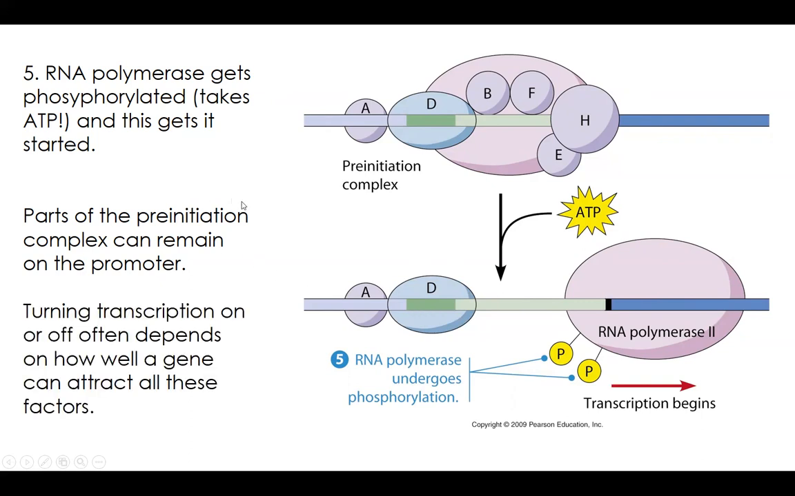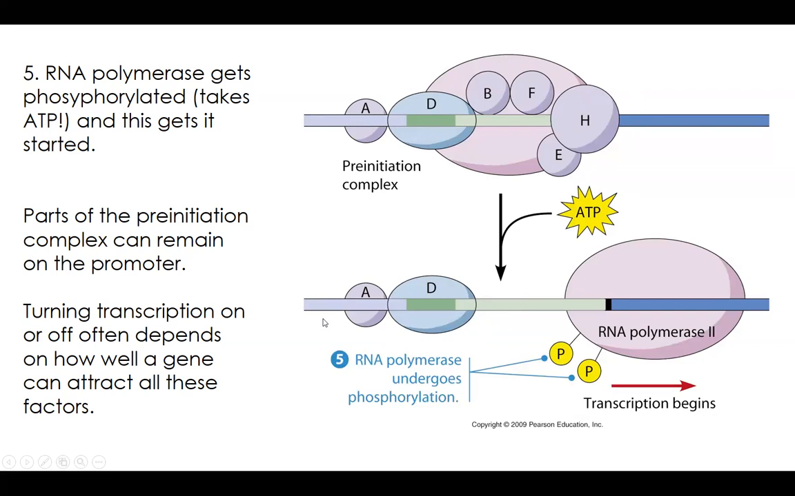Again, when we get to chapter 18, we'll see that turning transcription on or off is really going to be dependent on how accessible we make this promoter to all of these factors. If we make it really accessible, we'll get more transcription. If we block access or make it more difficult, we're going to get less transcription. So that's going to be at the heart of gene expression, particularly when we're talking directly about RNA.